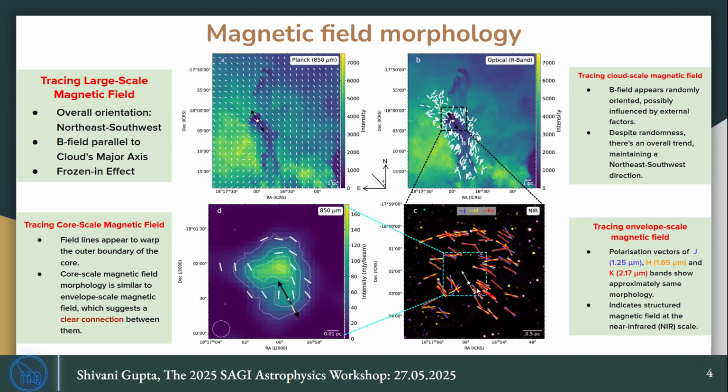When we try to see the magnetic field morphology at core scales, we can see that the field lines appear to wrap around the outer boundary of the core. And also when we see figures C and D, we can say that the magnetic field morphology at the envelope scale and at the core scale is approximately similar. So we can say that there is a clear connection between the envelope scale morphology and the core scale morphology.